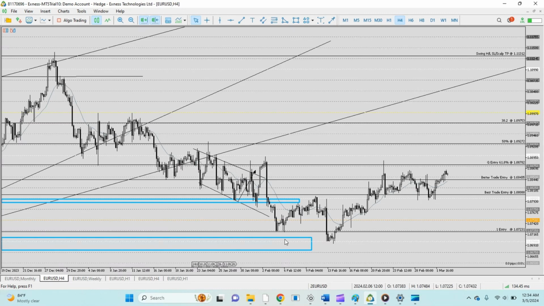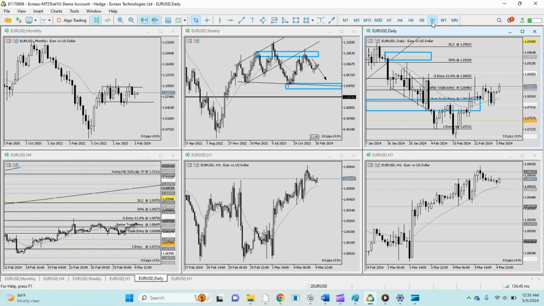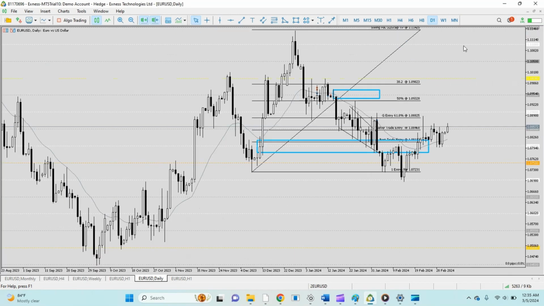So we have a trend line which was broken. Now there is nothing much, no clear-cut pattern. The market is just chopping. It's in a range at the moment. Let's look at the daily chart. Okay, daily chart, but nothing much. No much setup on Euro USD.